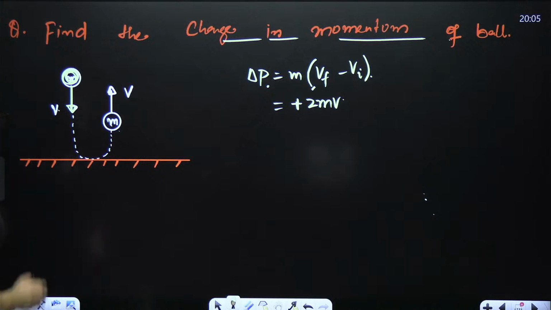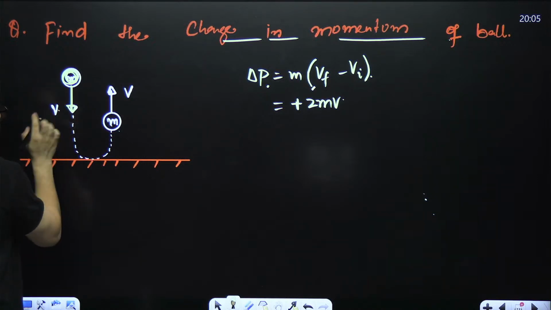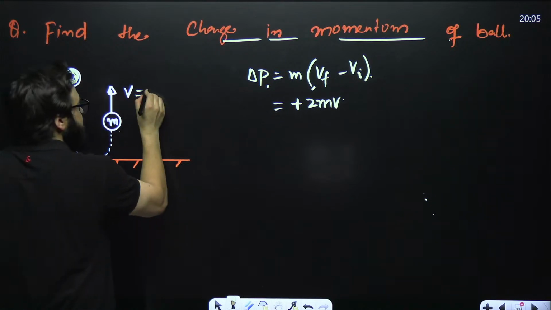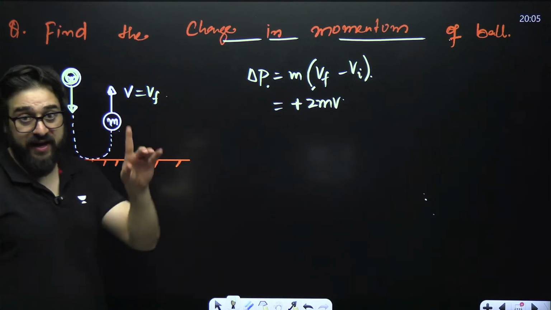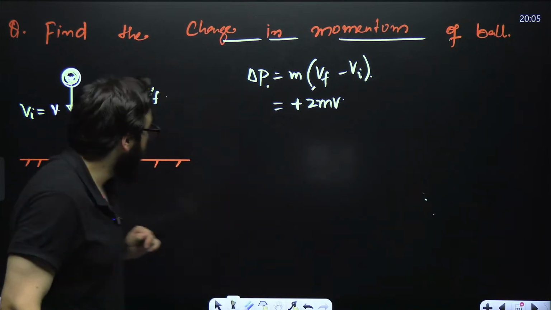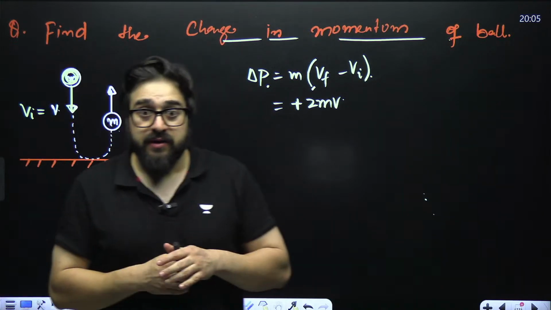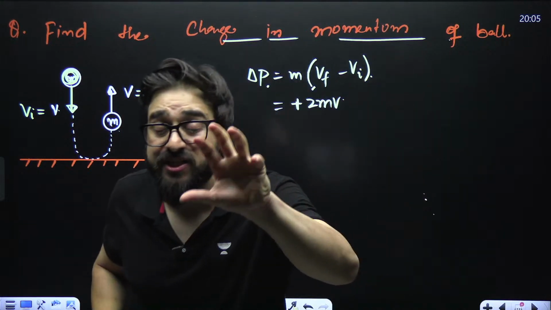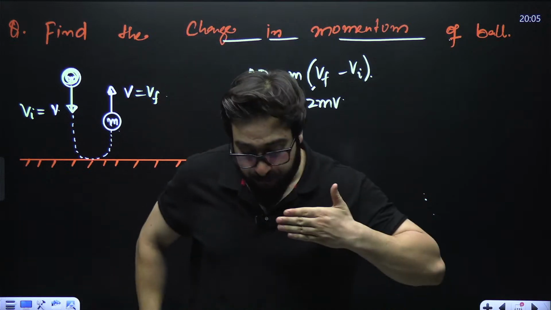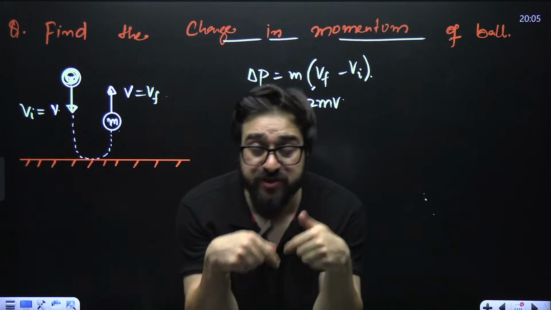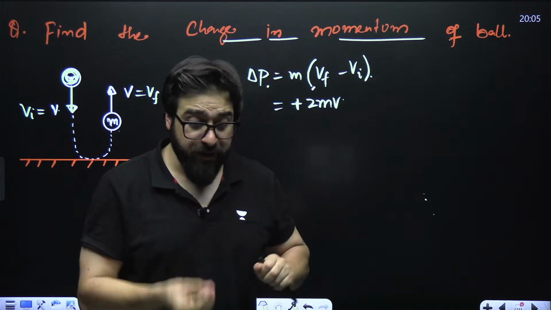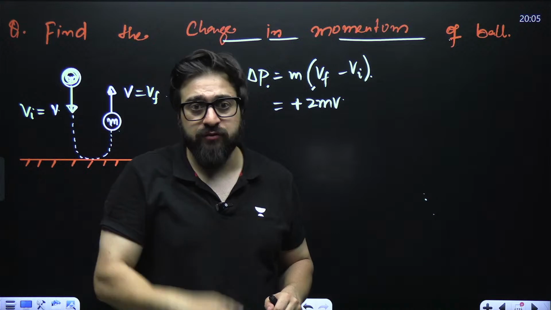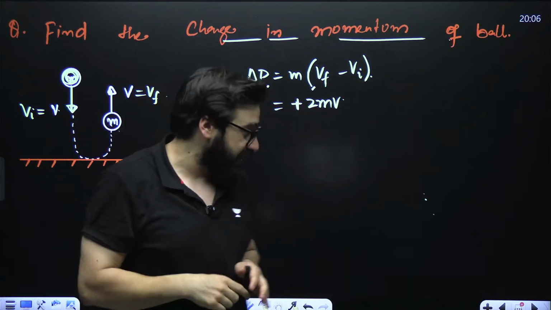Guys, this is the initial velocity. I'll show you. This is the V initial and this is the V final. Guys, see. Let me clear this. If the ball moves in the right direction, we take its velocity as positive. If the ball moves in the left direction, we take its velocity as negative. If the ball goes up, we take its velocity as positive. If the ball falls down, we take its velocity as negative. These are the sign conventions.